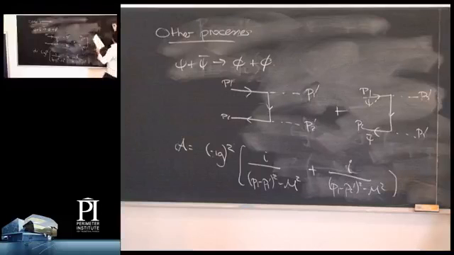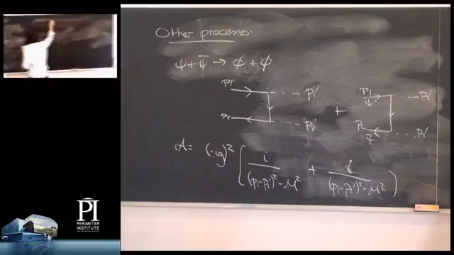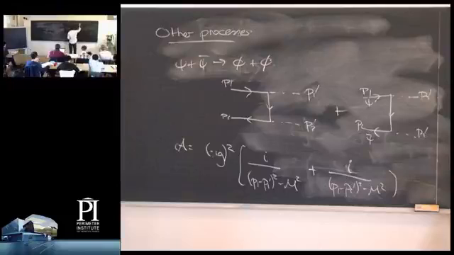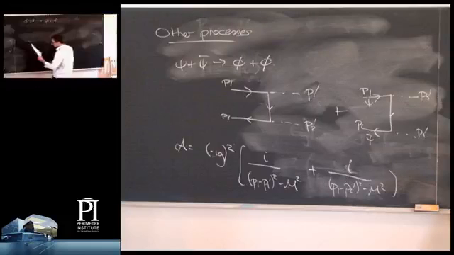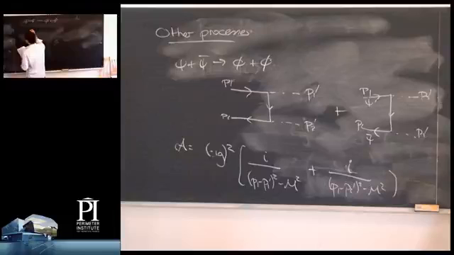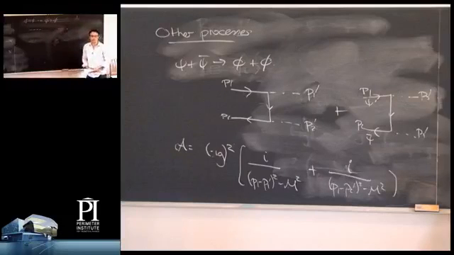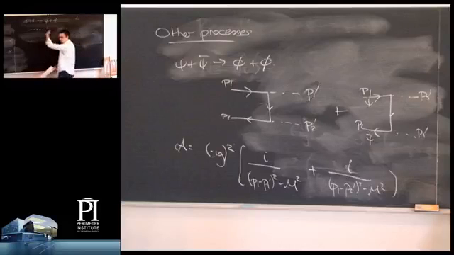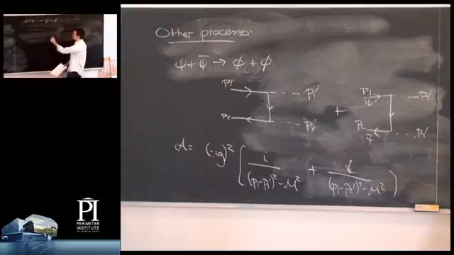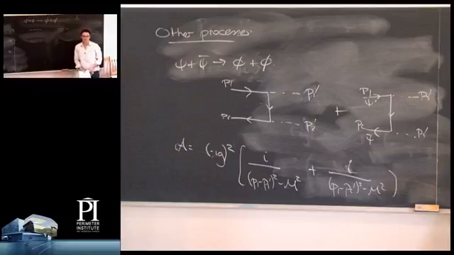Another process is meson scattering. Two mesons come in and two mesons go out. The kind of diagrams we can draw for this are a little more complicated now. So who can think of what the simplest diagram we can draw is that connects two mesons to two mesons, other than just connecting lines? Nima.